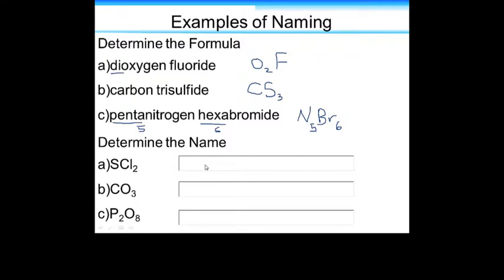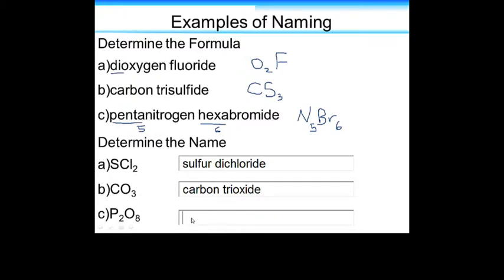Let's determine the name. I've included these nifty boxes so you don't have to suffer through my handwriting. So we've got sulfur and we've got chlorine, but we've got 2 chlorine atoms. So di, chlor, and then we're changing the chlorine stem to ide. Okay, carbon, and we've got 3 oxygen atoms, trioxide.